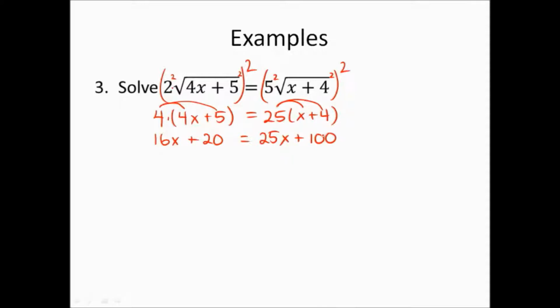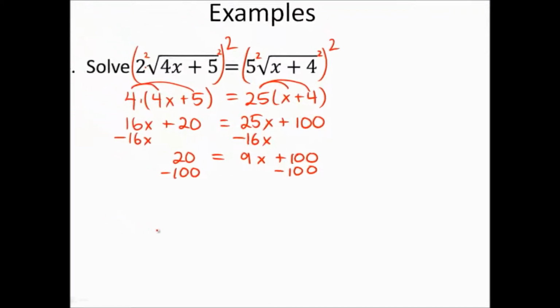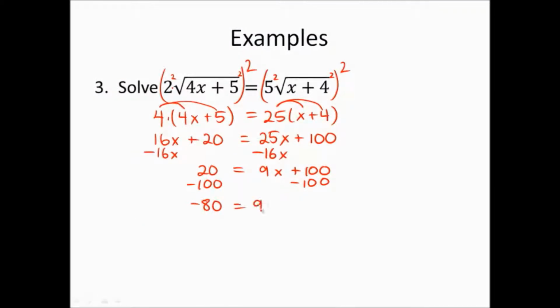Alright, so let's try this out. We're going to bring our x's together. So minus 16x from both sides leaves you with 20 equals 9x plus 100. Now we can subtract the 100, leaving us with negative 80 equals 9x, which leaves us x to be negative 80 over 9. Negative 80 over 9 does not simplify. You could either write negative 80 over 9 or negative 8 and 8/9.